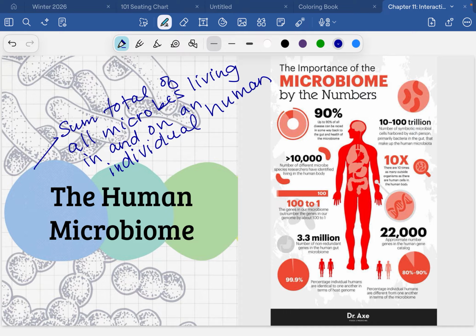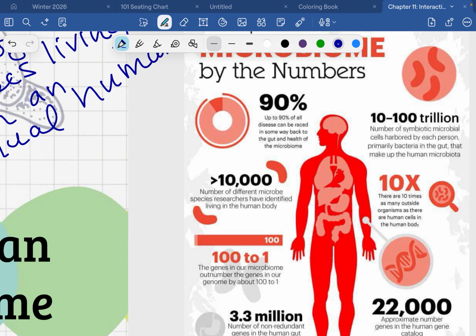And these are just some facts. As always, I don't expect you to memorize numbers. It's just some facts to keep in mind. Up to 90% of all disease can be traced in some way back to the gut and the health of the microbiome. And there is more evidence of this the longer we research this. They're now tracing all kinds of things to the human microbiome, and the gut microbiome being out of balance can lead to a lot of different things. There are studies to suggest that the gut microbiome is linked to autism and ADHD and Alzheimer's, on top of all the infectious diseases that we know about.